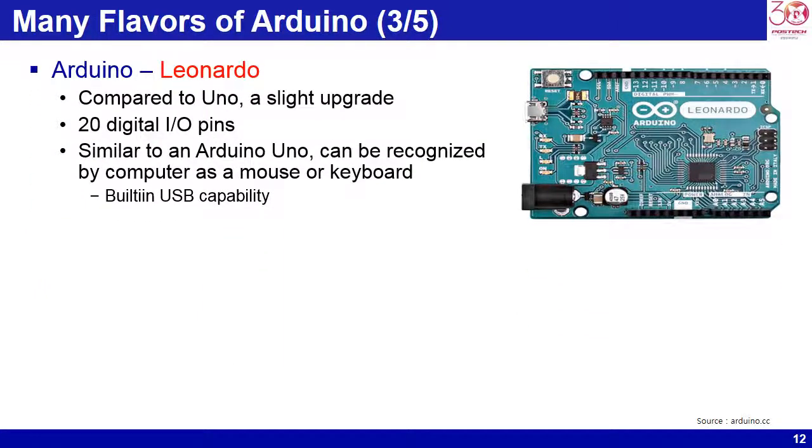Leonardo is a slightly upgraded version of Uno. It looks very similar to Uno, but has more than 20 digital I/O pins. And the biggest difference is that it allows users to do programming to control input devices like keyboard and mouse. And it has a built-in USB capability.